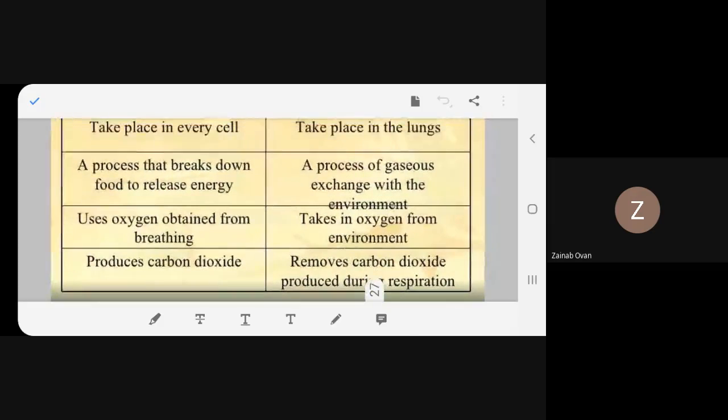Now let's see what is respiration. We get energy from respiration. Remember that. Respiration is a process that breaks down food to release energy. Breathing is a process of gaseous exchange with the environment. Now we are taking gas from the environment, putting it inside. We are taking out the gas that is carbon dioxide and giving it to the environment, isn't it? So there's exchange of gases in breathing. Whereas respiration is using this oxygen for breaking down of food to release energy, and that energy is used by our body to do work.